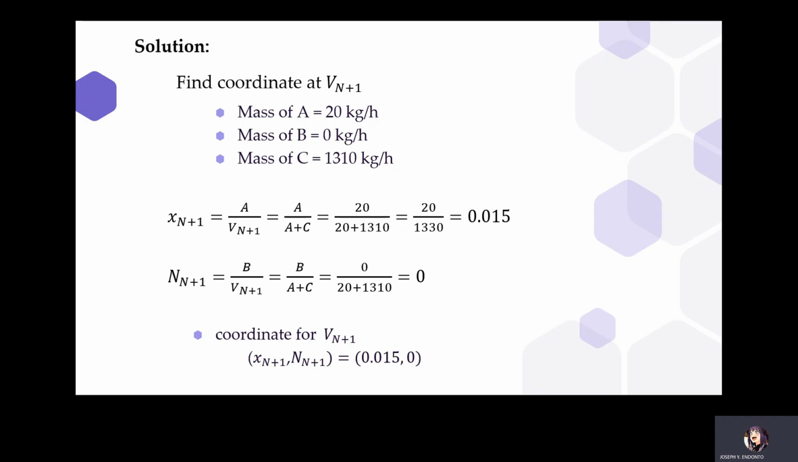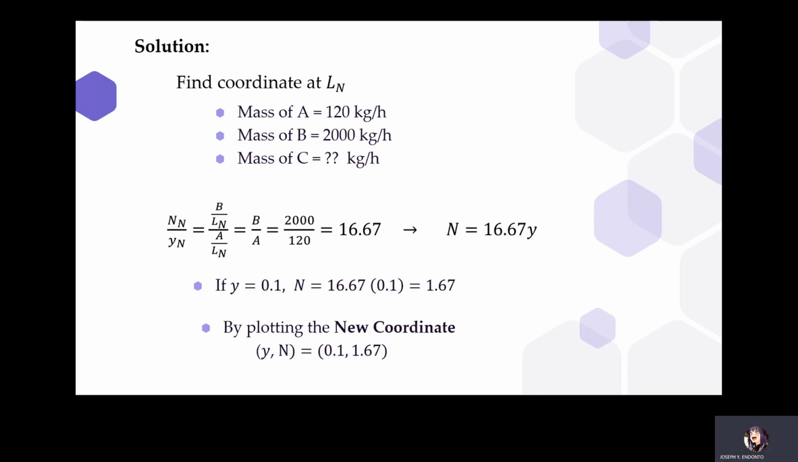And in getting the value of N sub n plus 1, which is in the form of B over V sub n plus 1, which is also in the form of B over A plus C, where 0 over 1,330, then the answer is 0. So the coordinate for V sub n plus 1 is equal to 0.015 and 0.